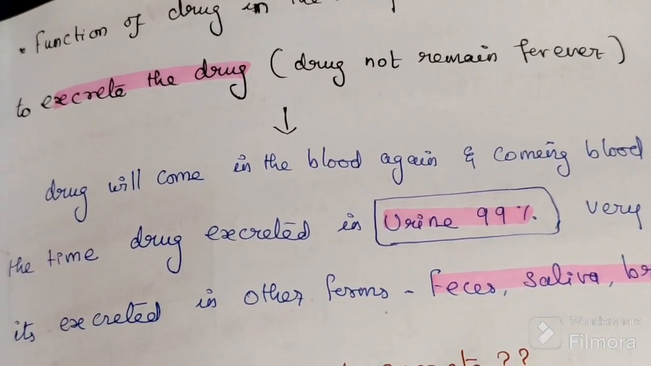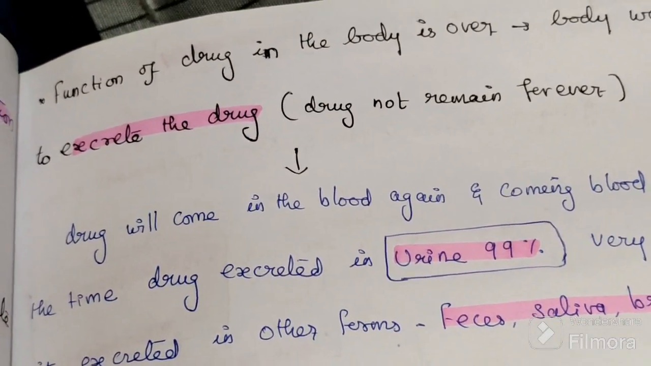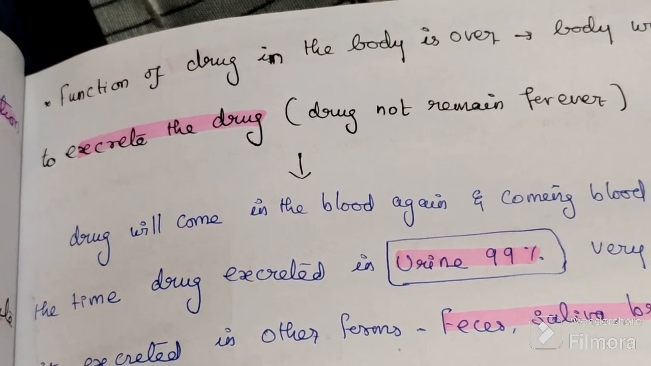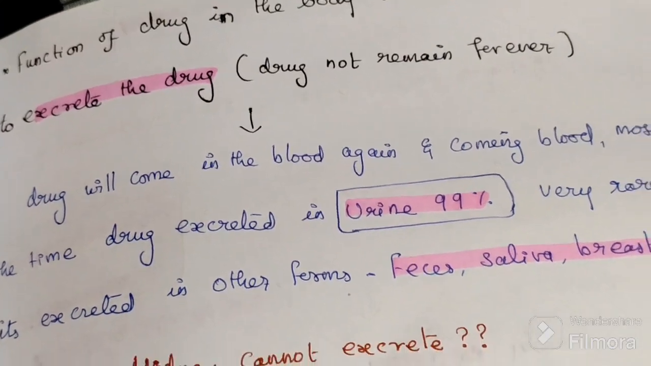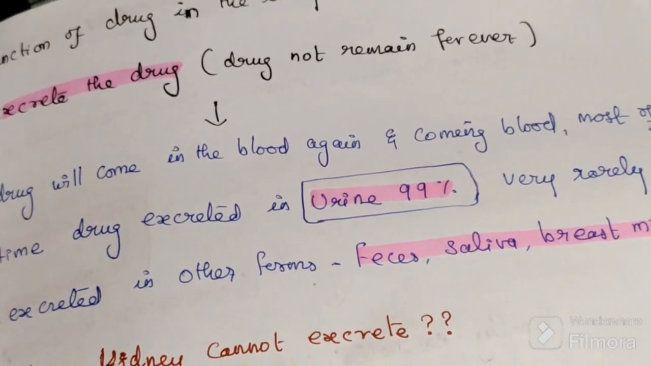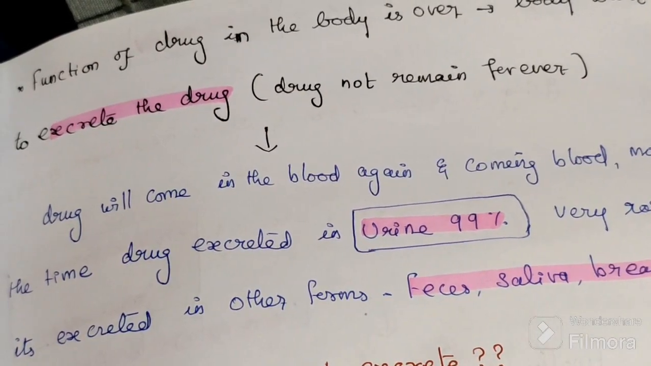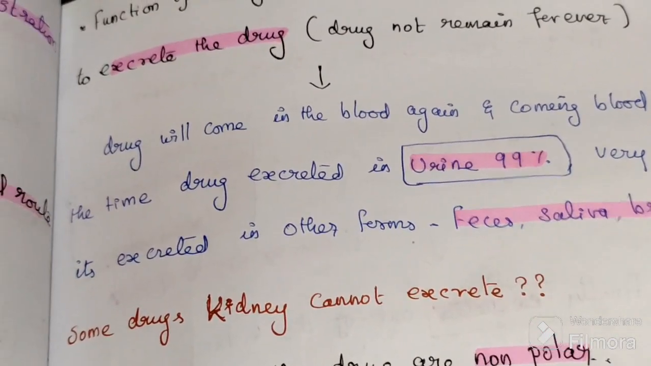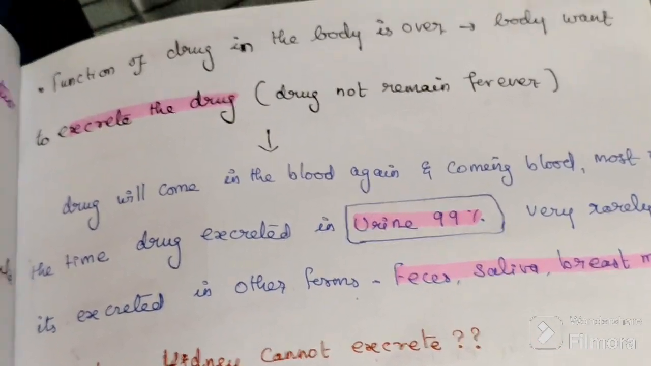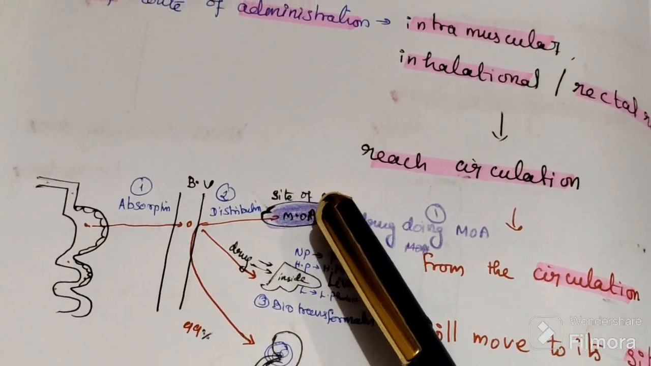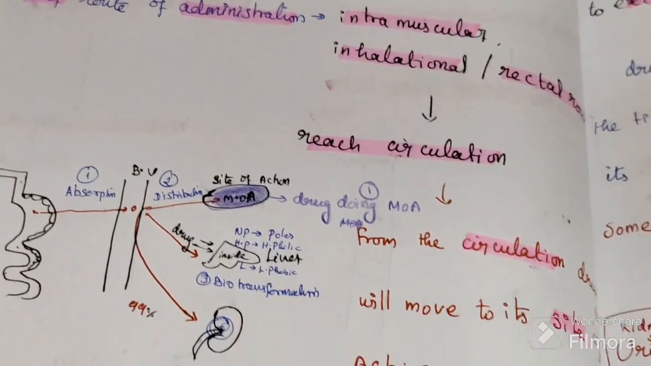So 99% of the time it is excreted in the form of urine. Some other forms are feces, saliva and breast milk, but most commonly it is excreted in the form of urine. So the drug goes to the kidney, and since its function is completed, it is excreted in the form of urine.